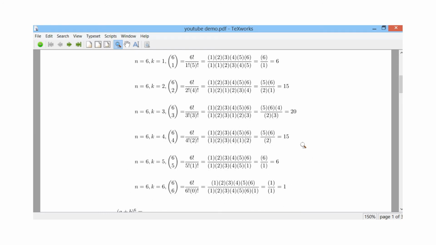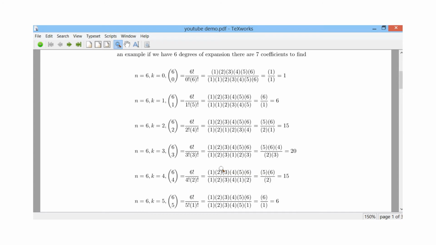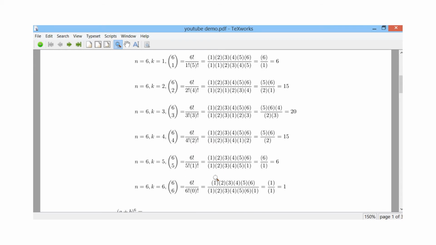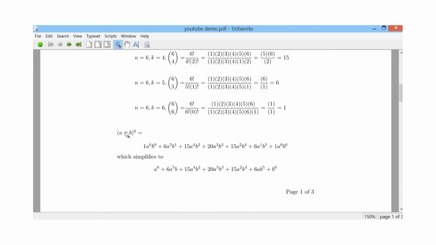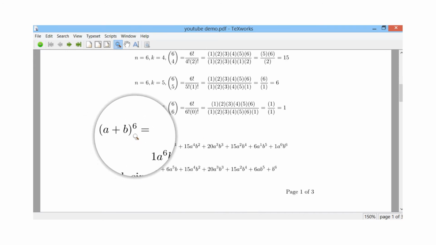Now what you'll notice is that 6 choose 6 is the same as 6 choose 0, 6 choose 5 is the same as 6 choose 1, and 6 choose 2 is the same as 6 choose 4. So by the time you get past halfway, you will have already worked out which ones they are. The first and the last will always be the same. Okay, so now we've got (a + b) to the power of 6.